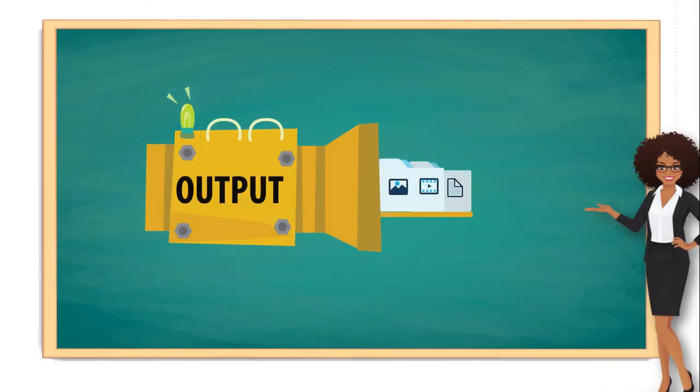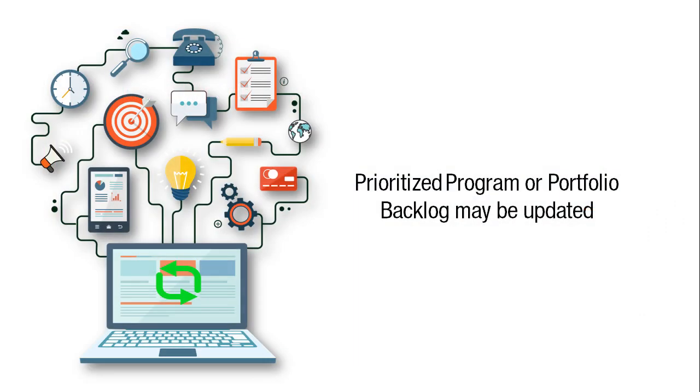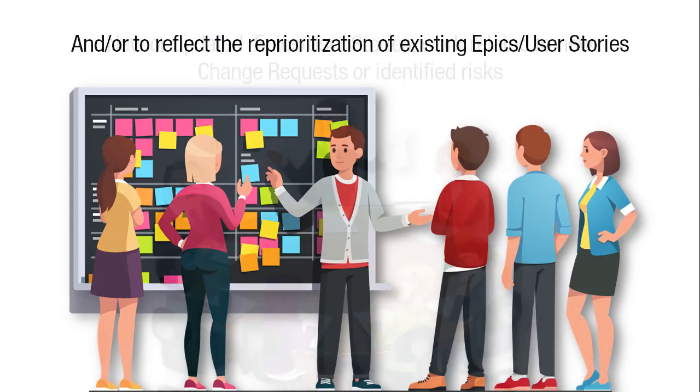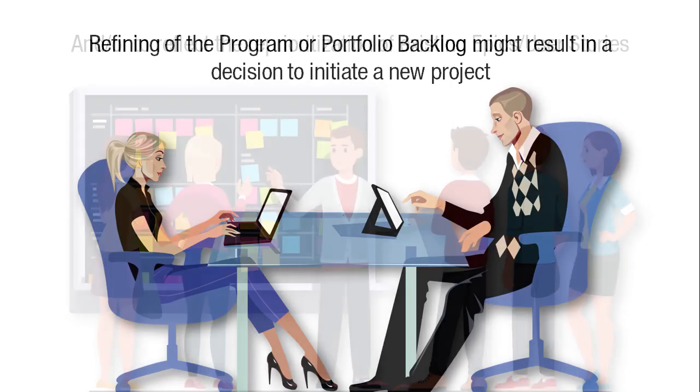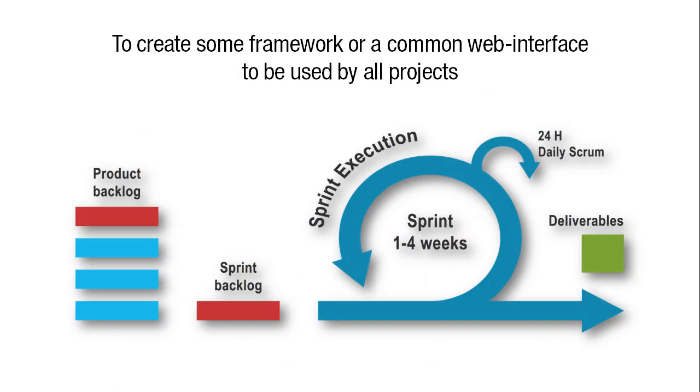Now let's look at the outputs of the Create, Refine, Program, or Portfolio Backlog process. The first output is Updated Prioritized Program or Portfolio Backlog. The Prioritized Program or Portfolio Backlog may be updated with new or updated epics, user stories, work related to new change requests or identified risks, and/or to reflect the reprioritization of existing epics and user stories. Refining the program or portfolio backlog might result in a decision to initiate a new project. For example, to create a framework or common web interface to be used by all projects.